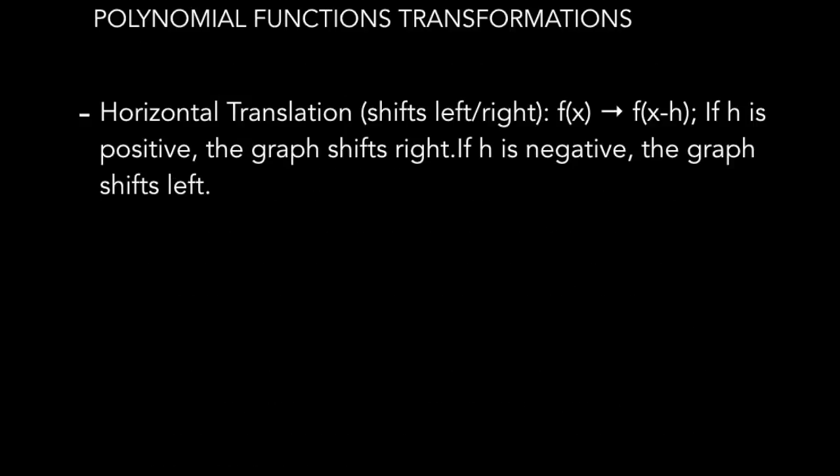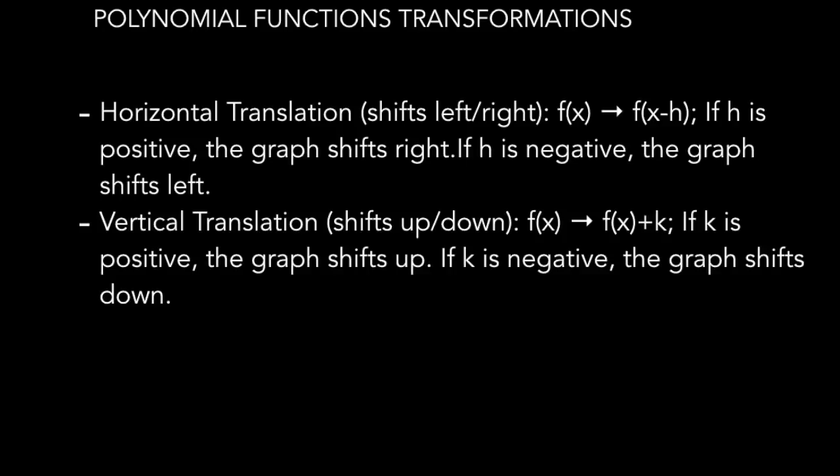For horizontal translations, which are shifts that go left or right, f(x) turns into f(x - h). If h is positive, the graph shifts right. If h is negative, the graph shifts left. For vertical translations, which shift up or down, f(x) transforms into f(x) + k. If k is positive, then the graph shifts up. However, if k is negative, the graph shifts down.